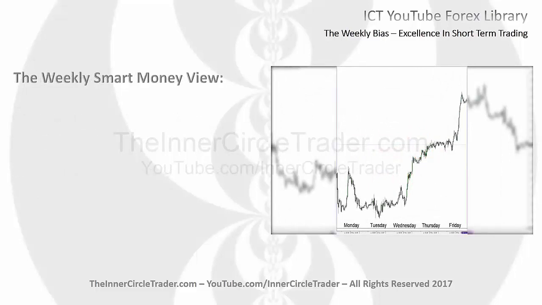Okay, so the weekly smart money view. As you can see here, this is a chart depicting one week's worth of trading. And I want you to take a look at how the market gyrates from day to day, Monday, Tuesday, Wednesday, Thursday, and Friday. And this would be in a bullish scenario. Okay, this is for bullish conditions.